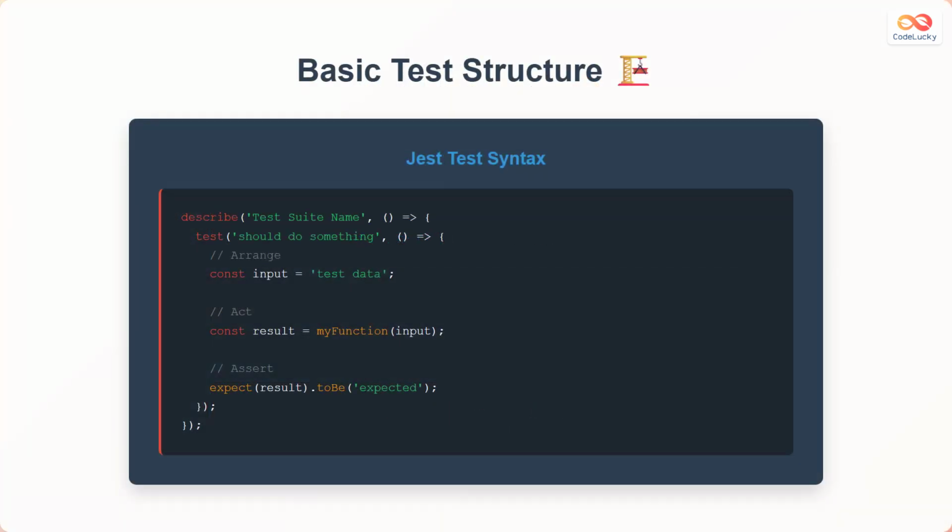The basic Jest test syntax involves a describe block for the test suite name and a test block for individual test cases. Within each test, you'll typically have an arrange section to set up the data, an act section to execute the function, and an assert section to verify the result using expect.